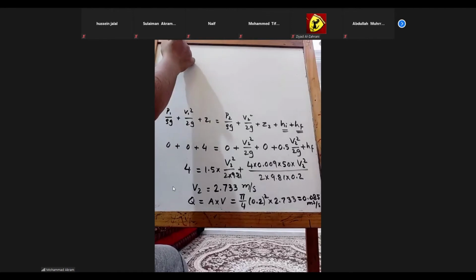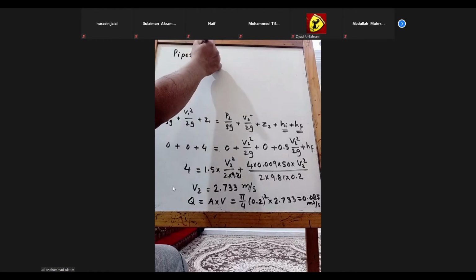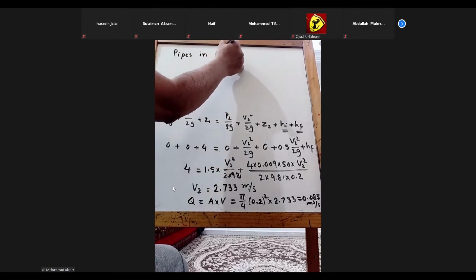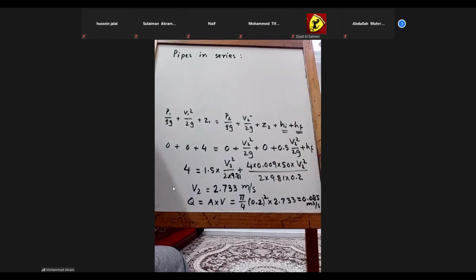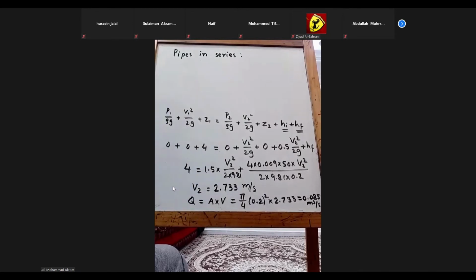Let's see, we'll discuss this. Pipes in series. So now whatever I'm discussing, we are not considering the minor losses. We are considering only major losses for this discussion, I'm saying. Some problems related to the minor losses, please try to solve yourself. Anyways, I'm going to compile the questions as well.